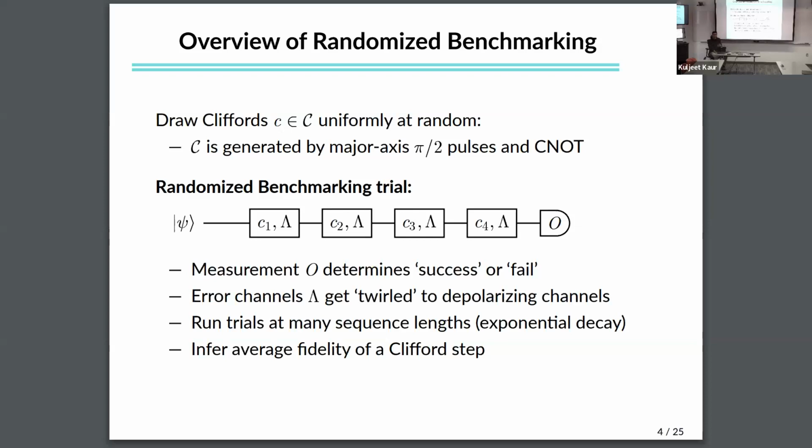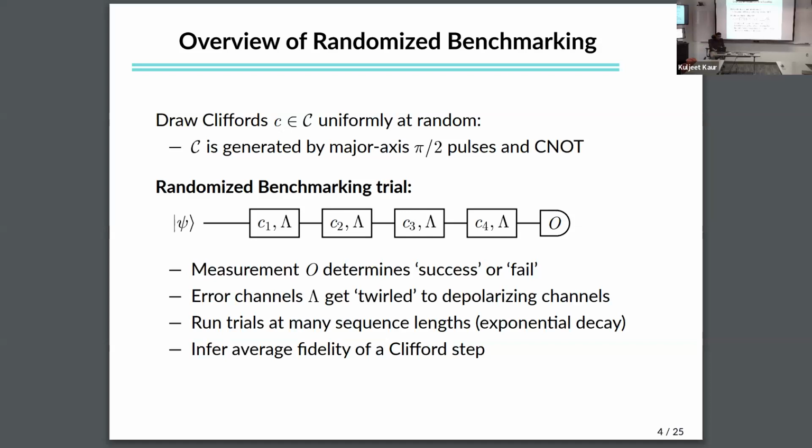And so under standard assumptions that you make in order to easily analyze randomized benchmarking, you'll find that the success probability decays exponentially as a function of sequence length. And the goal of the experiment is really to infer the rate of that exponential decay. When you do that, you interpret it as the average fidelity of a Clifford step coming from the Clifford group that an experiment can actually perform.